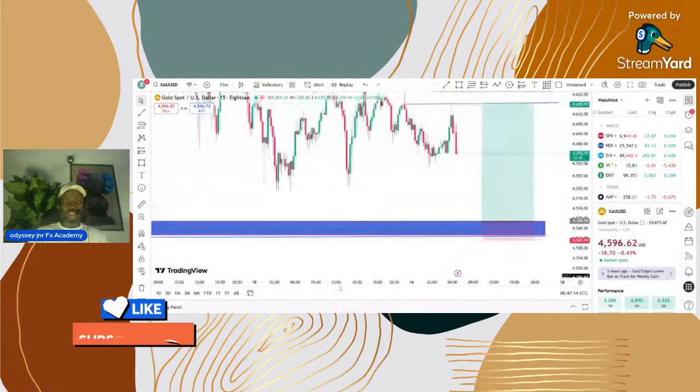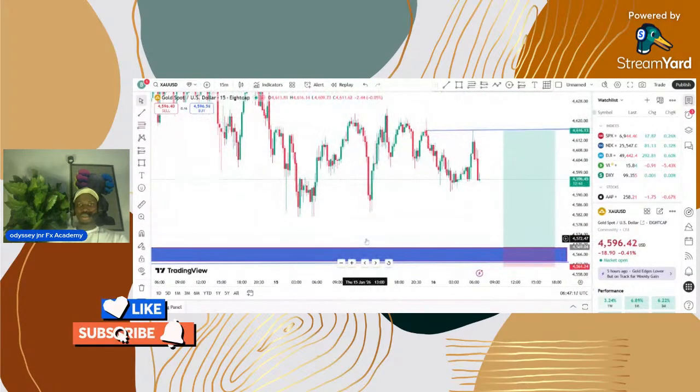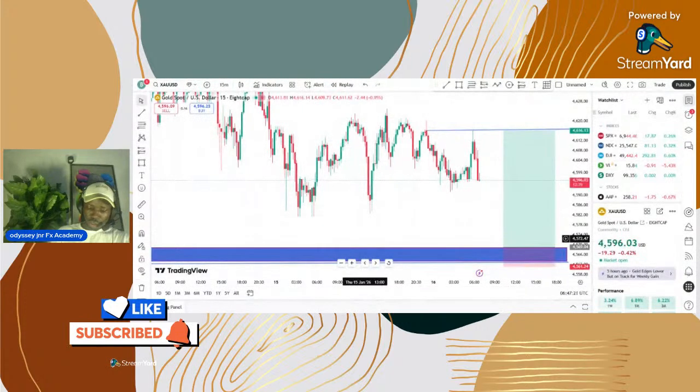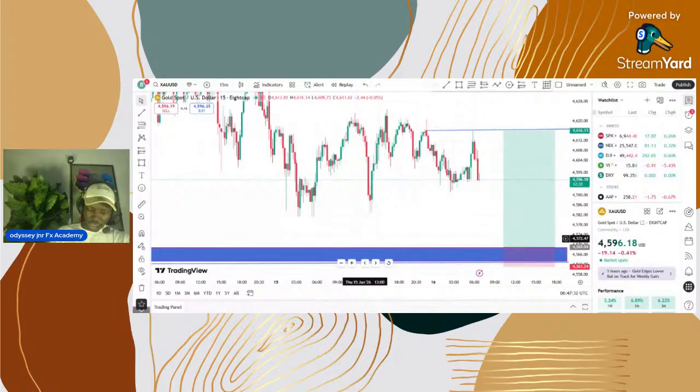Okay, so the low was well covered, so we have nothing to worry about getting to the low. We have nothing to worry about on the low. So the low has been covered.